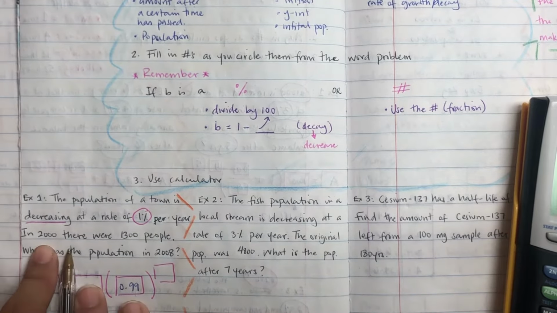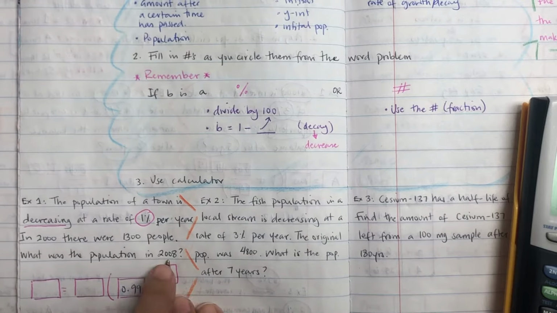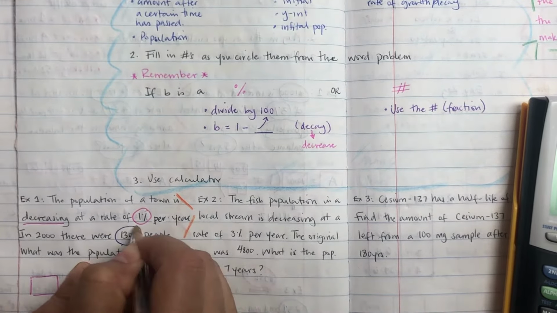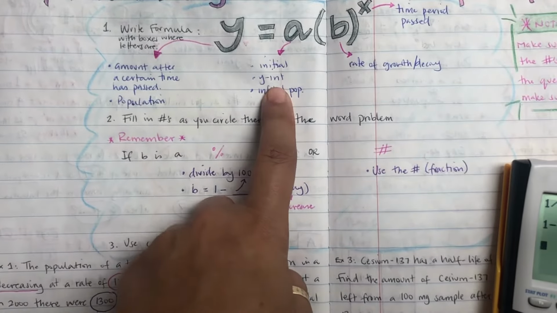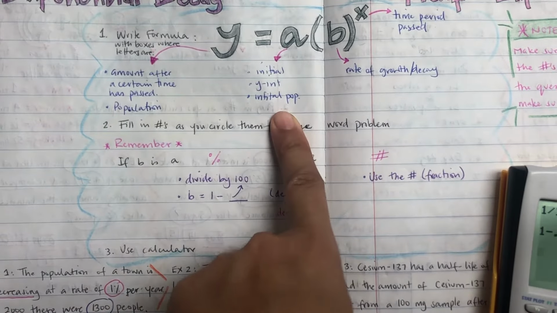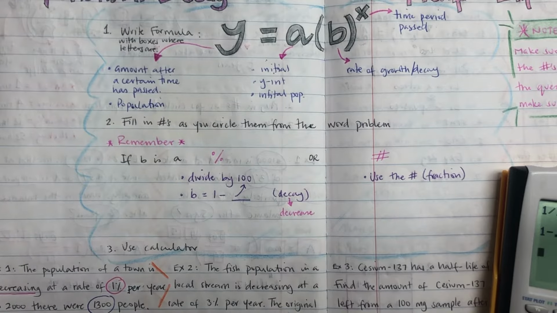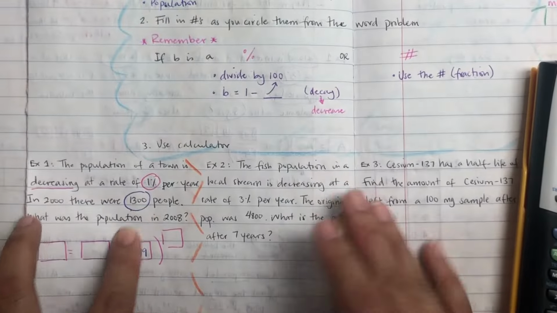Okay. In 2000, there were 1,300 people. What was the population in 2008? So 2000, these are the number of people. What do you think that is? Is that my amount after my time has passed? Is that what I'm starting off with? Or is that the time? It's what I'm starting off with, because it starts off with 2000 and 2008, they are a different number of people. So my initial, which is A right there, is going to be 1,300.